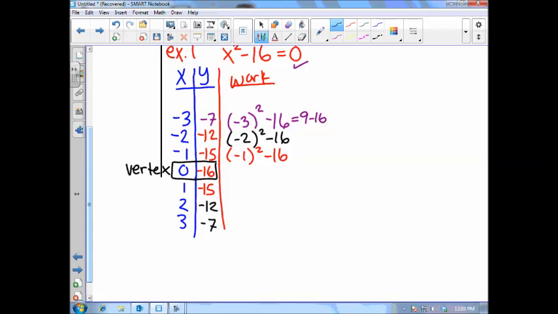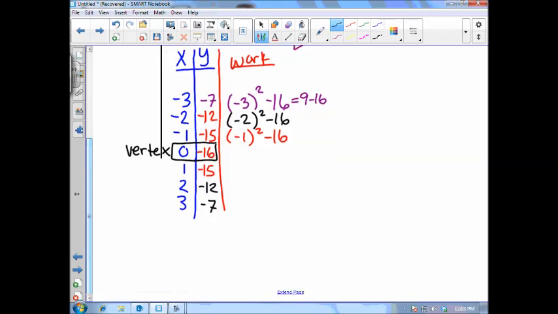No. But I think we're really close because look at the pattern. Negative 16, negative 15, negative 12, negative 7. Aren't we getting closer to 0? Yeah, we're getting closer to 0. So I bet you if we tried one more or two more, we might find it. So everyone plug in positive 4 now.